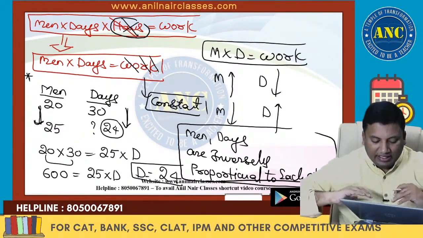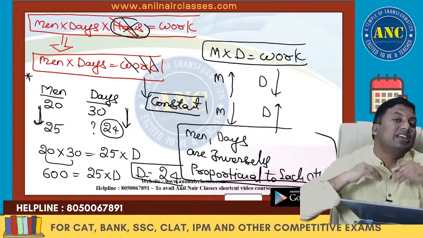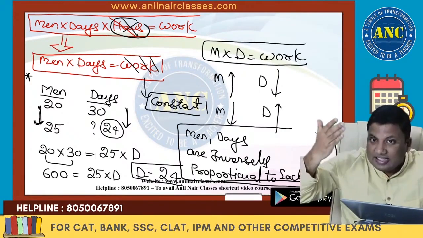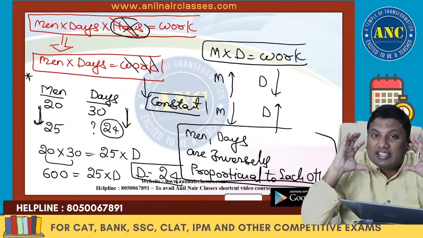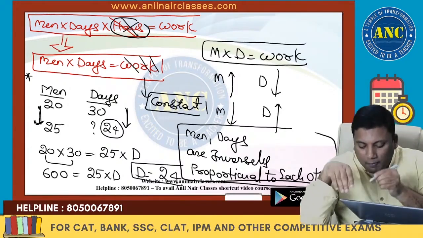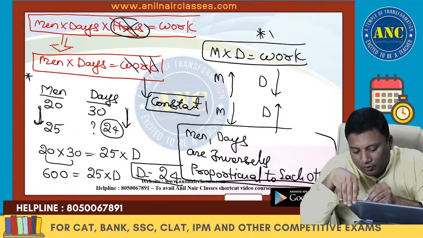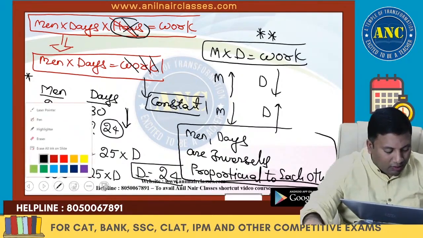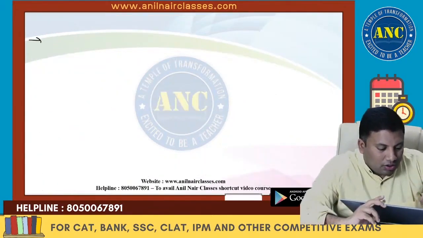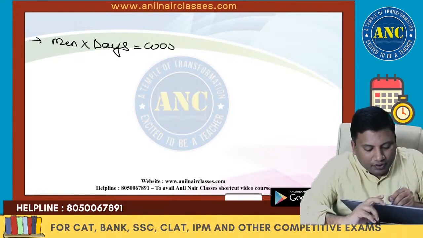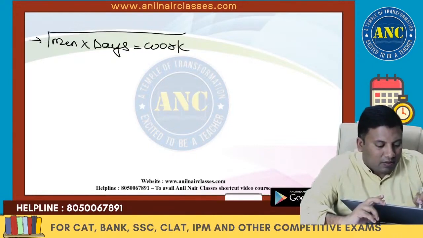So, if it doubles, days will become half. That is inversely proportional. If one increases, the other will decrease, not necessarily by the same value. Now listen carefully. Men into days is equivalent to work. First, a very important concept: men into days is equivalent to work.